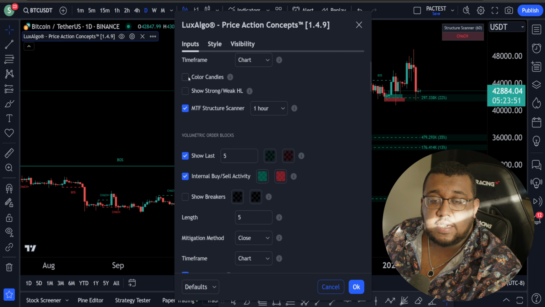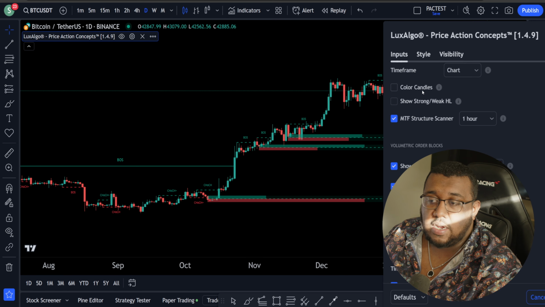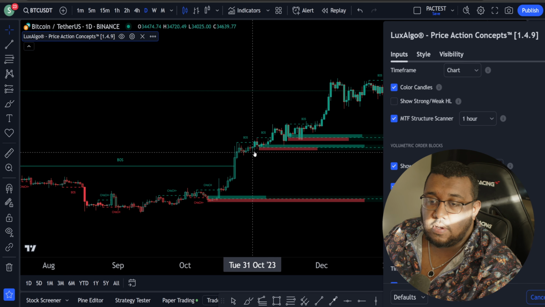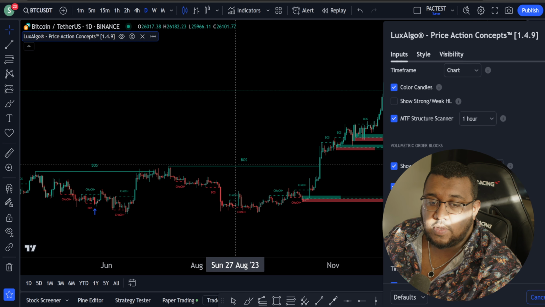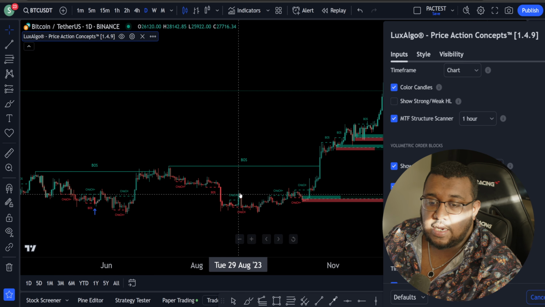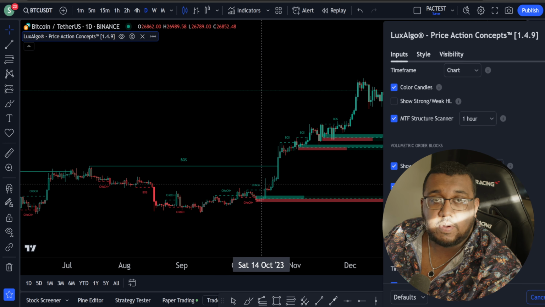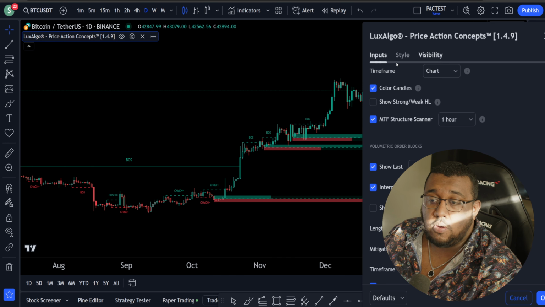Color candles, this is optional for you. Let me show you what I mean. If I were to add color candles on right here, you can see how the colored candles turn green way down here, and they've been green ever since. They turned red over here, went down, green right there, a little bit right there, okay? I don't like this, but if you want it, you can always add it on.